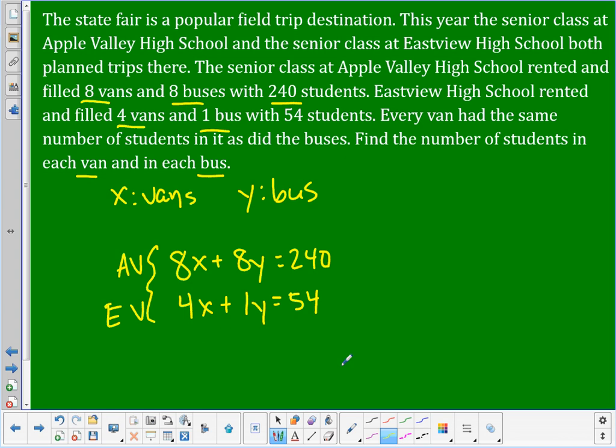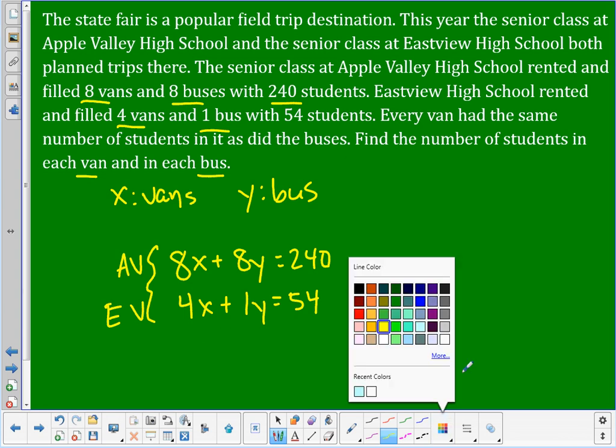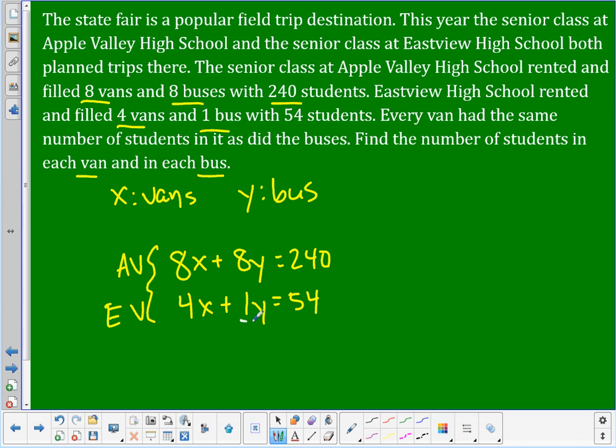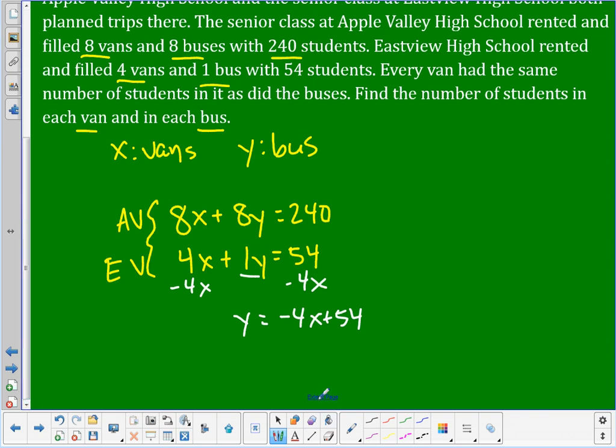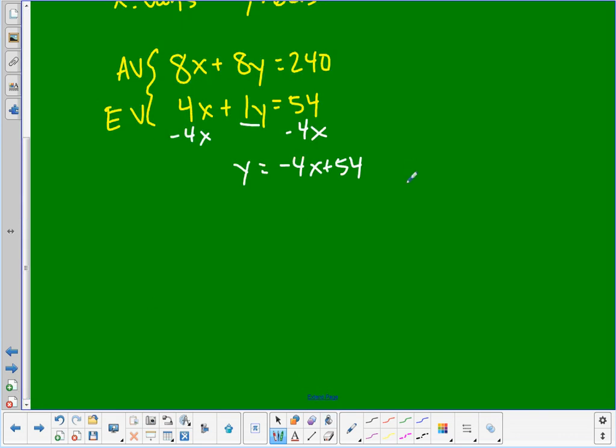Or I also recognize that in that bottom equation, I have that y variable by itself. So I can very easily subtract the 4x to the other side, and I'd have y is equal to negative 4x plus 54, and I can solve it like that. So I'm going to solve using substitution by moving that 4x over to the other side. Now this whole expression right there is equal to y. I'm going to plug it in for y in my other equation. Don't forget, you're just replacing the y.